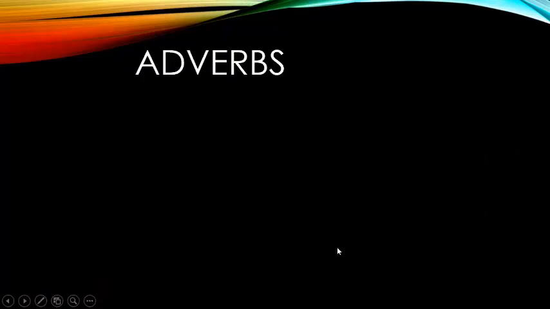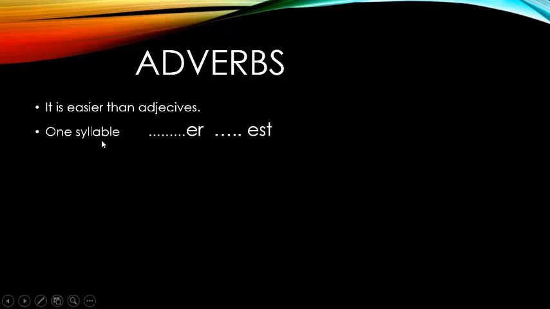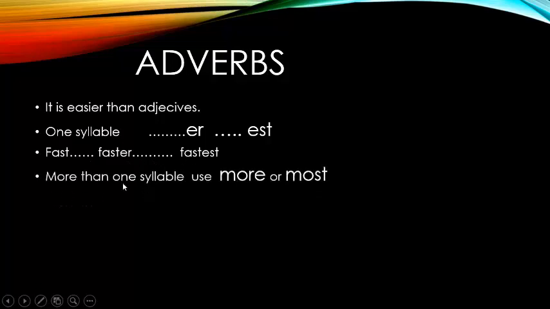Now we'll go to adverbs. Very similar. It is easier even than adjectives. If it is one syllable, just add er, est. Fast, he runs fast, faster, fastest. If it is more than one syllable, you use more or most. What about two syllables? It doesn't matter here. Even if you have two syllables, just add more and most. That's why I'm telling you it's easier.